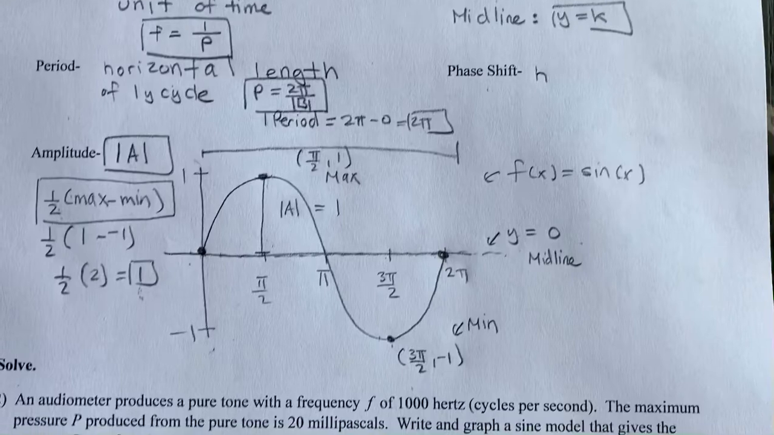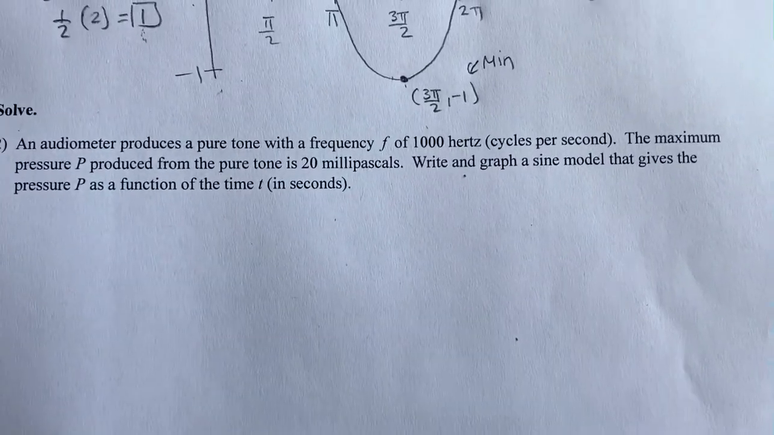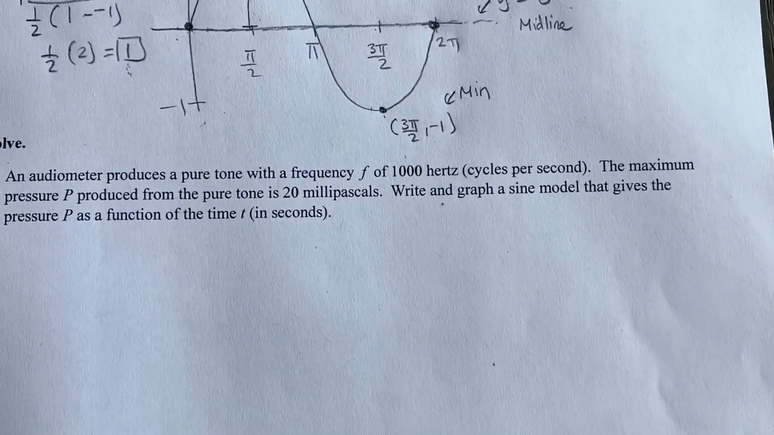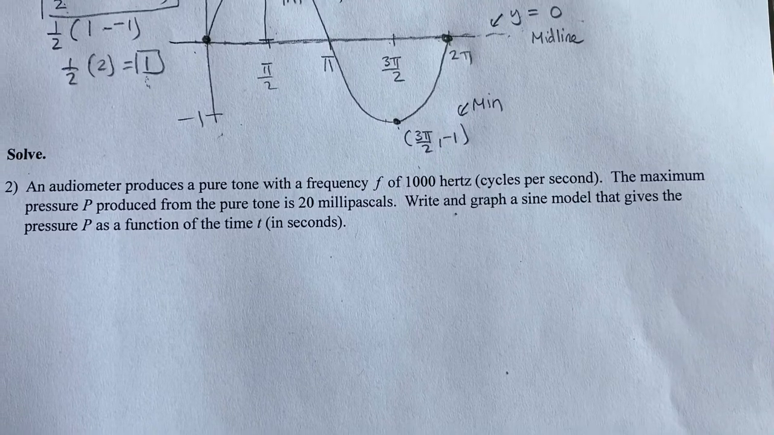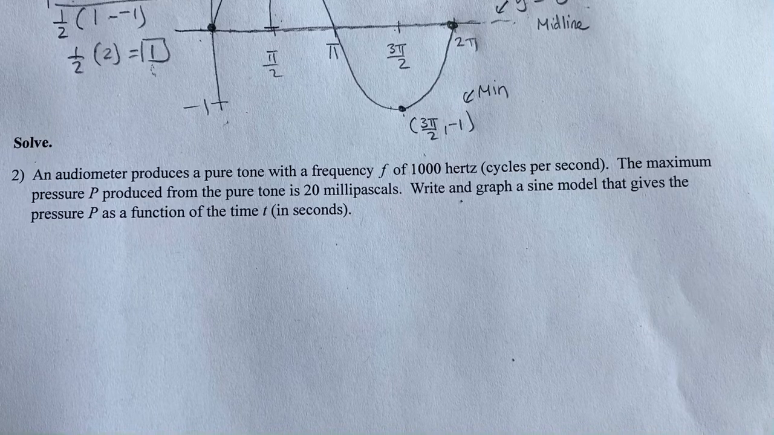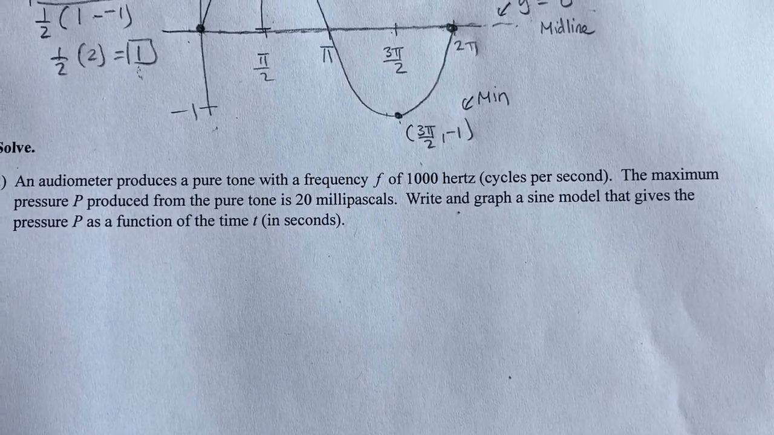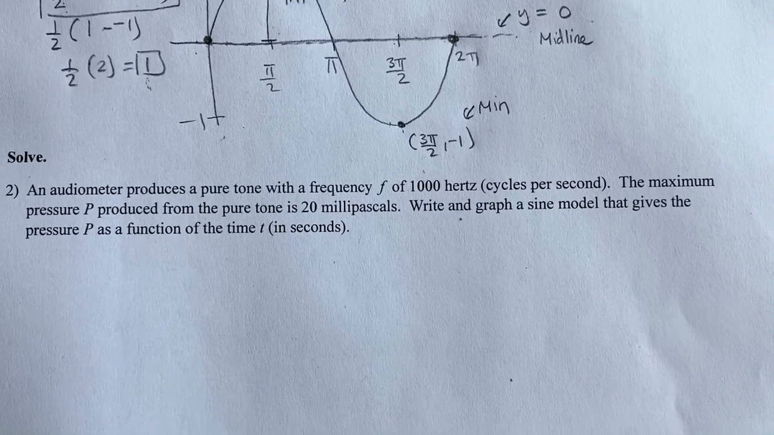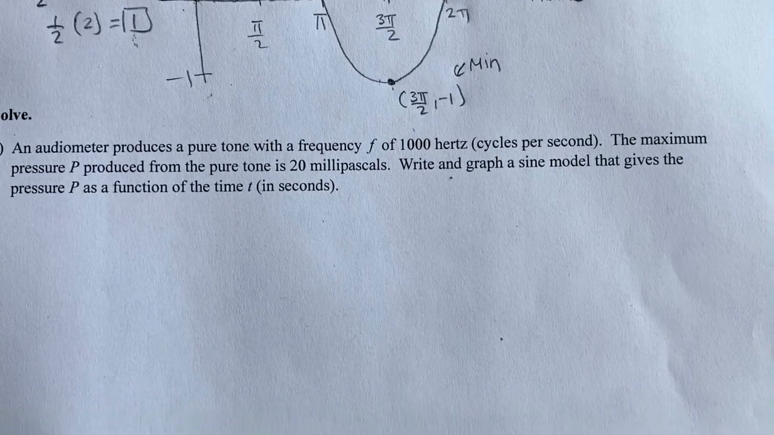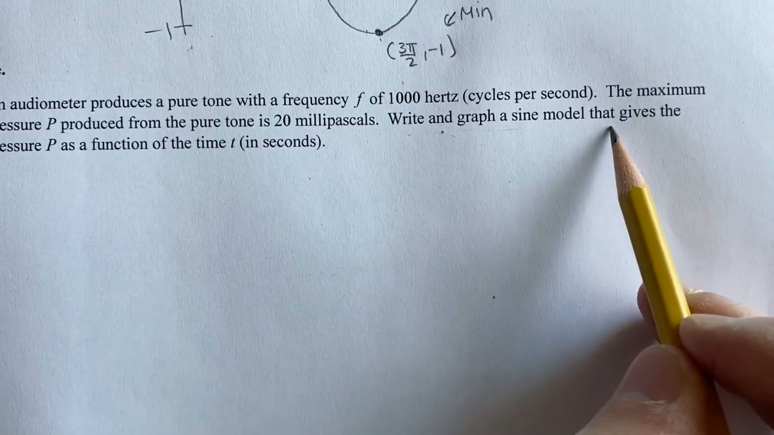Okay, so we're going to move on to the first problem on your notes here. It says an audio meter produces a pure tone with a frequency of 1000 hertz, cycles per second. The maximum pressure P produced from the pure tone is 20 millipascals. Write and graph a sine model that gives the pressure P as a function of time, where T is in seconds.